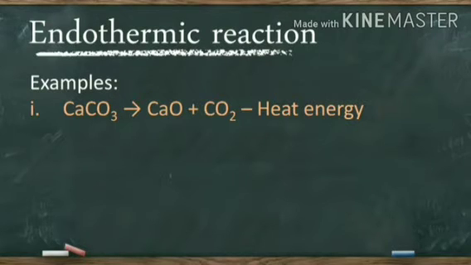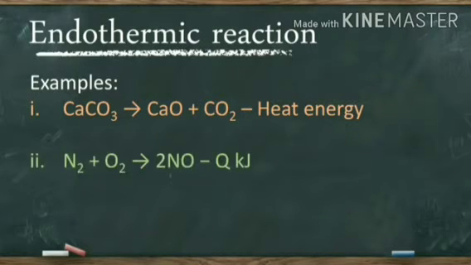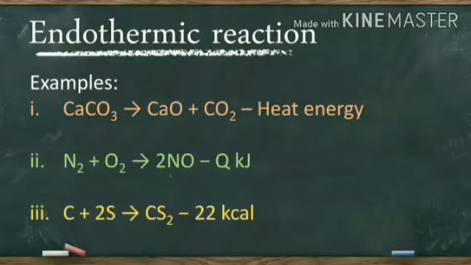So it can be represented by writing CaCO3 gives CaO plus CO2 minus heat energy. Then the formation of nitric oxide from nitrogen and oxygen is also an endothermic reaction. So it can be represented by writing N2 plus O2 gives 2NO minus Q kilojoules or minus heat energy. When carbon reacts with sulfur to form carbon disulfide, 22 kilocalories of heat is absorbed. So it can be represented by writing C plus 2S gives CS2 minus 22 kilocalories.